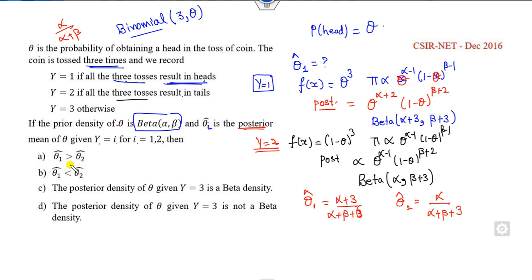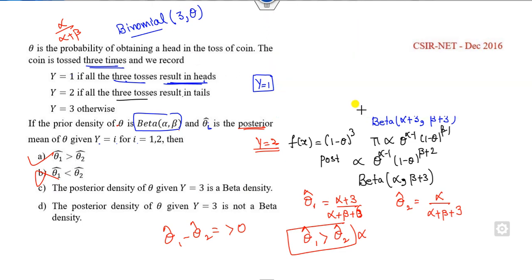Then which of the following holds? Clearly, because the denominator is always positive, theta 1 cap is greater than theta 2 cap. Otherwise you can simply subtract them and check that the difference will always be greater than 0. So the first option is correct, the second is cancelled.